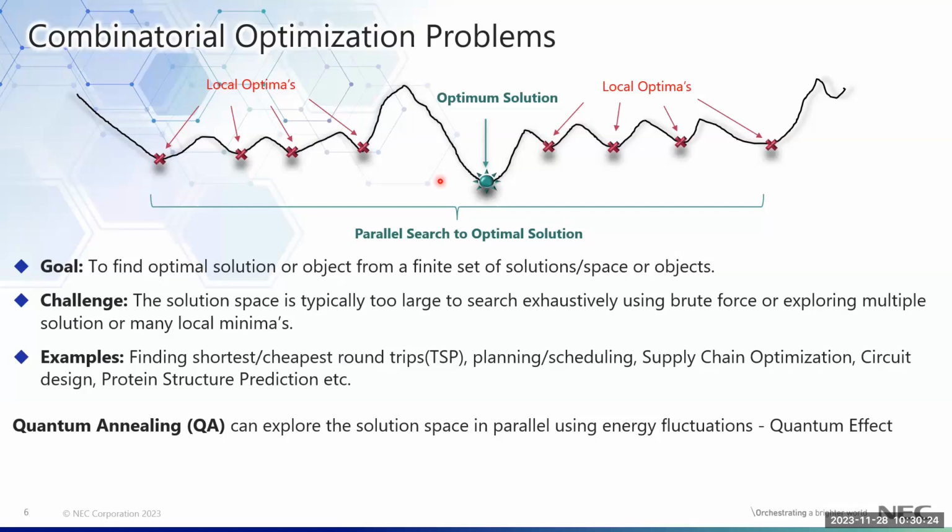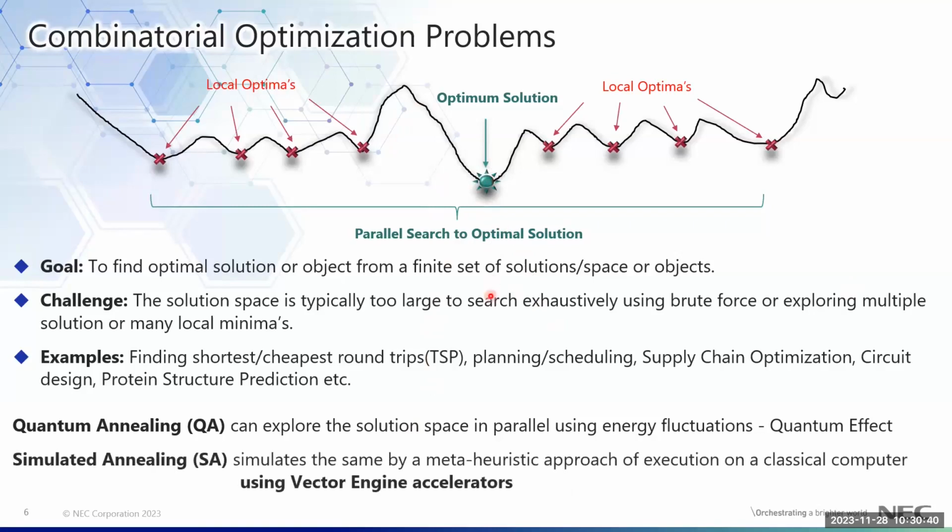So in the current context, if the solution space here is taken up as the energy landscape of a quantum system, we can find the optimal solutions naturally. I will explain this in more detail. And the idea of simulating this quantum annealing process by a meta-heuristic approach on a classical computer is called simulated annealing. And in this context, we are using vector engine accelerators to do that.